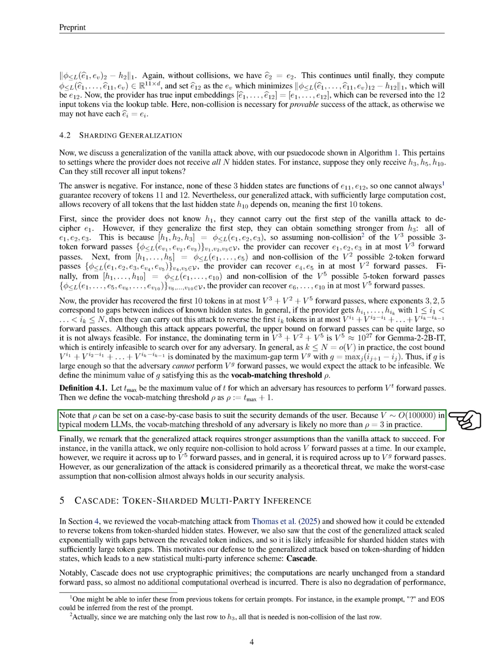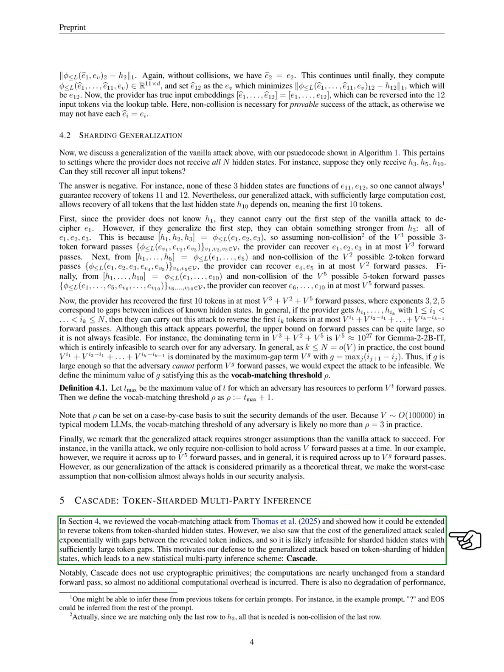Section Cascade. Token-Sharded Multi-Party Inference. In this section, we introduce Cascade, a new statistical multi-party inference scheme that addresses the vocab matching attack we discussed earlier. We found that this attack could be adapted to reverse tokens from token-sharded hidden states, but its effectiveness diminishes with larger gaps between revealed token indices, making it impractical for certain sharded hidden states. Our defense against this generalized attack leverages token sharding, allowing us to maintain standard computation without significant overhead or performance loss.